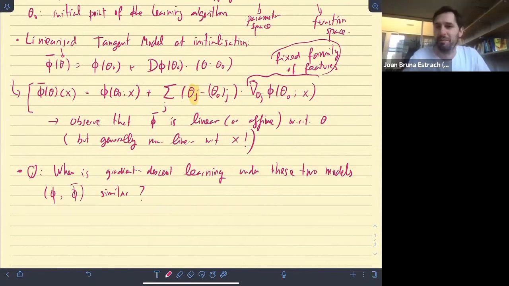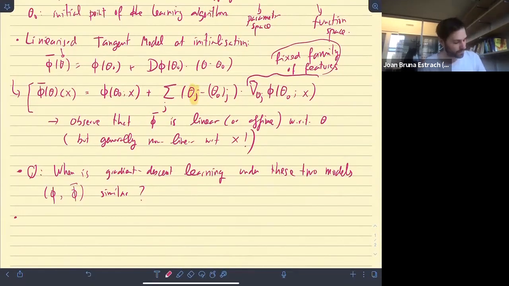Linearized version, right? Because this is just a model that is linear with respect to the parameters. So gradient descent over a linear model should be easy to address, right? This is the question that we are going to try to focus on in the next minutes. For that, we are just going to define dynamics.